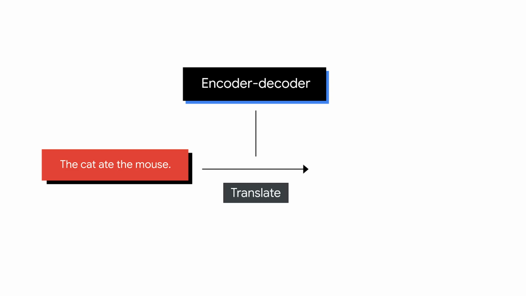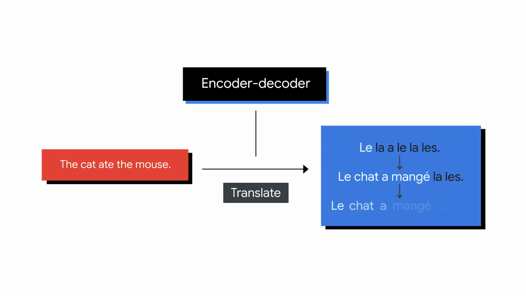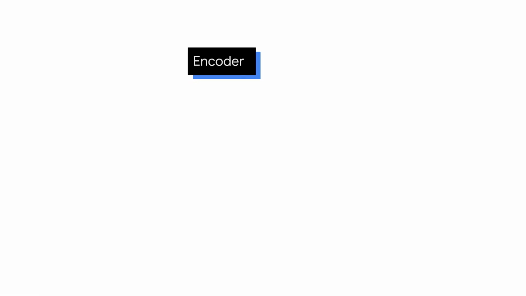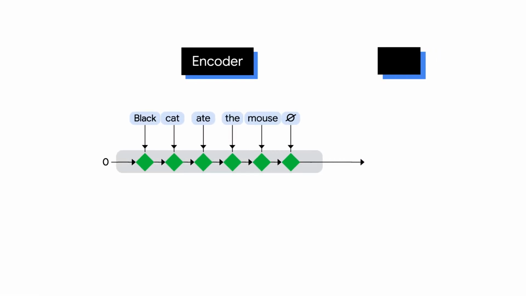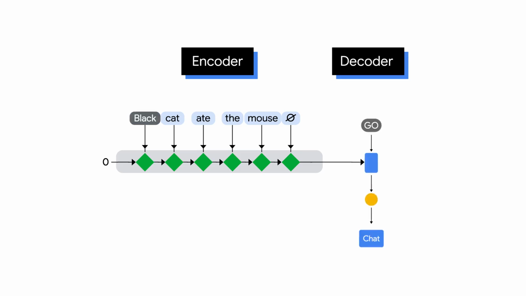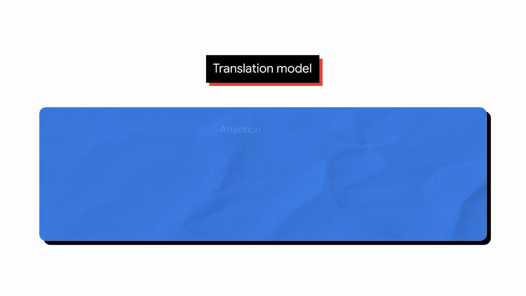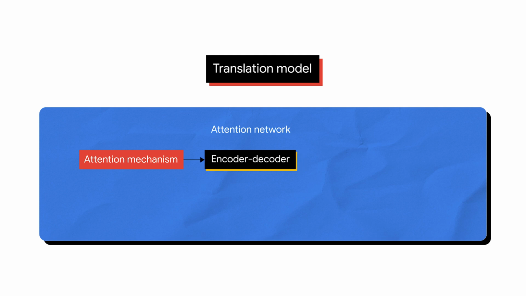But sometimes, the original sentence might not perfectly align with the translated sentence at each time step. Here's an example. Take the sentence, "Black cat ate the mouse." In this example, the first English word is black. The first French word is chat, which means cat in English. How can you train the model to focus more on the word cat instead of the word black at the first time step? To improve the translation, you can add what is called the attention mechanism to the encoder-decoder.